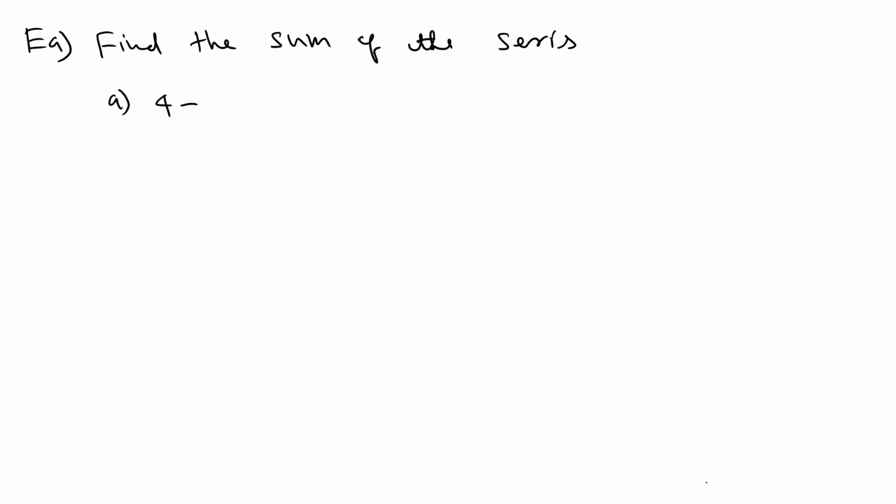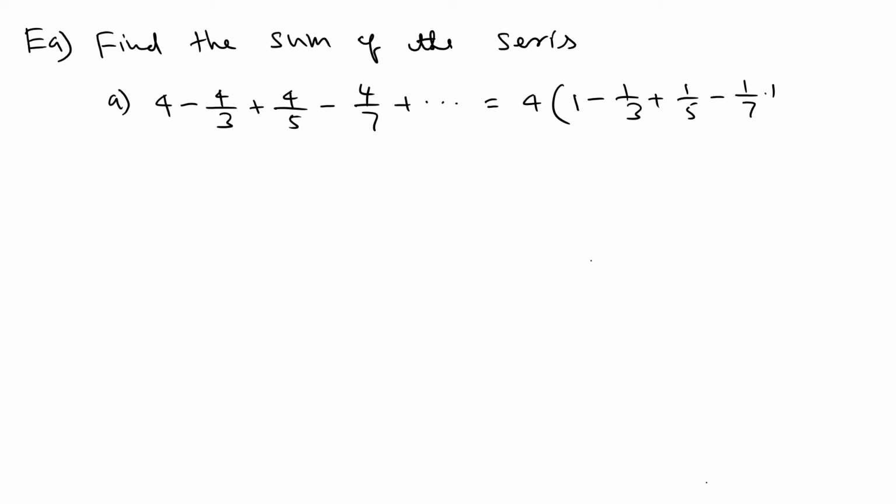So we're going to start with this. Find the sum of the series. Let's say you have 4, then minus 4 over 3 plus 4 over 5 minus 4 over 7, like that. If you look at this one, you can see the 4 is common. So we're going to pull the 4 out. If you pull 4 out, you're going to see that it's 1 minus 1/3 plus 1/5 minus 1/7, like that.